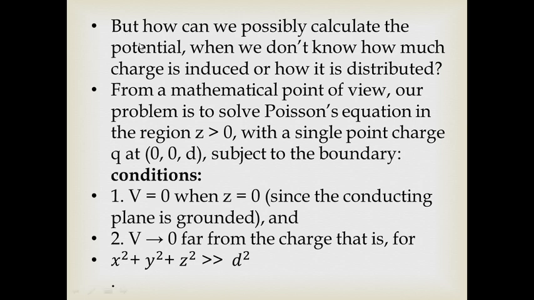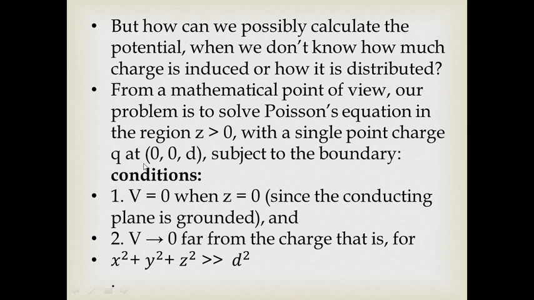So how can we possibly calculate the potential when we don't know how much charge is induced or how it is distributed? From a mathematical point of view, our problem is like this. Our problem is to solve Poisson's equation in the region of interest, that is z greater than 0, with a single point charge q residing at 0, 0, d, subject to the boundary conditions.